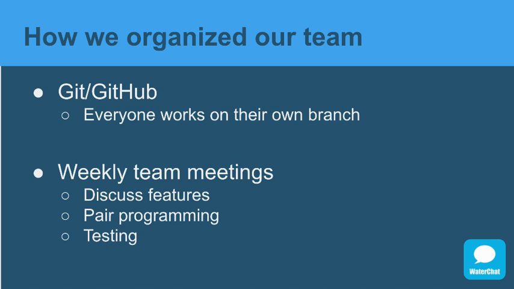Here is how we organized our team. We used Git and GitHub to manage our codebase. Everyone worked on their own branch, and then we finally merged to master branch. We held weekly team meetings to discuss features, do pair programming, and conduct testing.